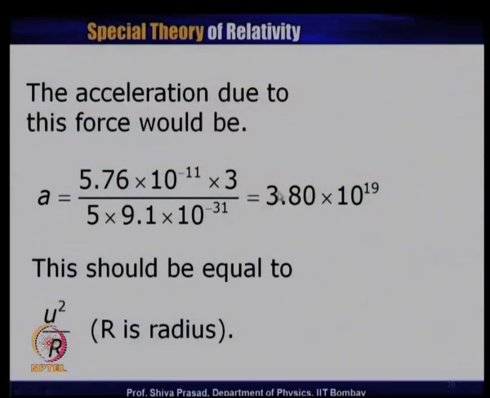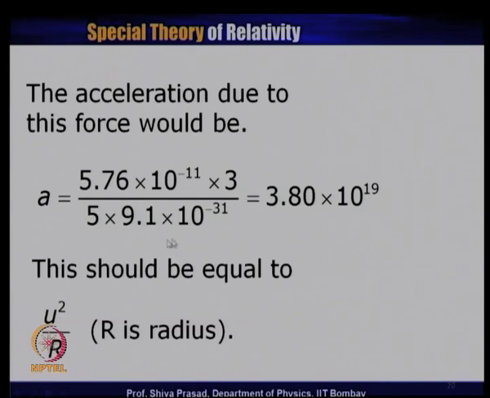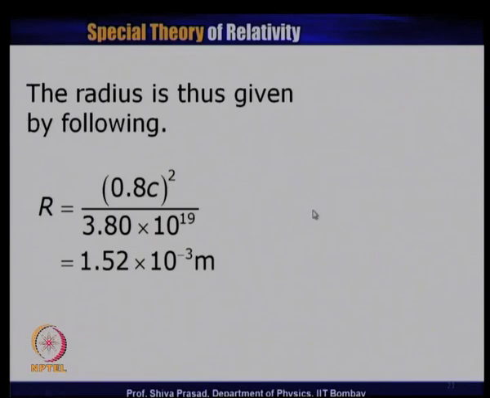I have just found out what the acceleration of the particle is, so I can set it equal to u square by r. I know u, so I can always find out what the radius will be if this electron has to move in a circle. The radius turns out to be u square, which is 0.8 c square, divided by this 3.8 into 10 to the power 19, which we have obtained earlier as the acceleration. So, this must be the radius, as we have seen in this comparatively simple case, where acceleration is in the same direction as the force. The only difference you have to make to take relativity into account is that instead of using m naught, I have used gamma u m naught.